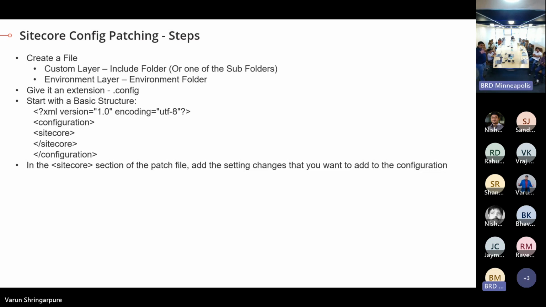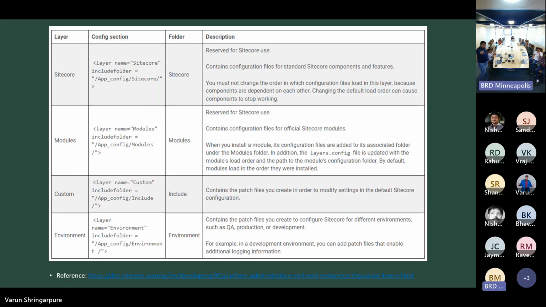You have a file with a .config extension and a basic structure of XML configuration in Sitecore. And inside Sitecore, you put whatever you want to add. You want to add a setting, a service, a pipeline, a processor, right? You just need to follow the structure that is by default available in Sitecore, and then you can do the needful. Okay. So again, this is where this particular table comes into the picture for us because we are only talking of custom and environment. The other two are reserved for Sitecore, and if we update anything specific to those two folders, we are bound to fail in case of obsoletes.